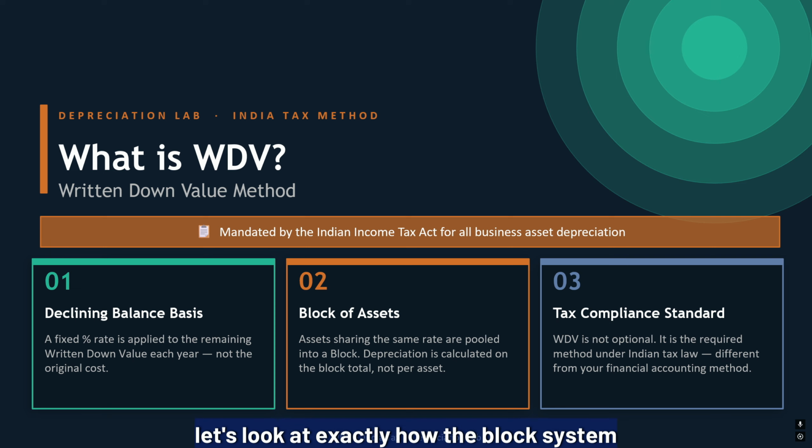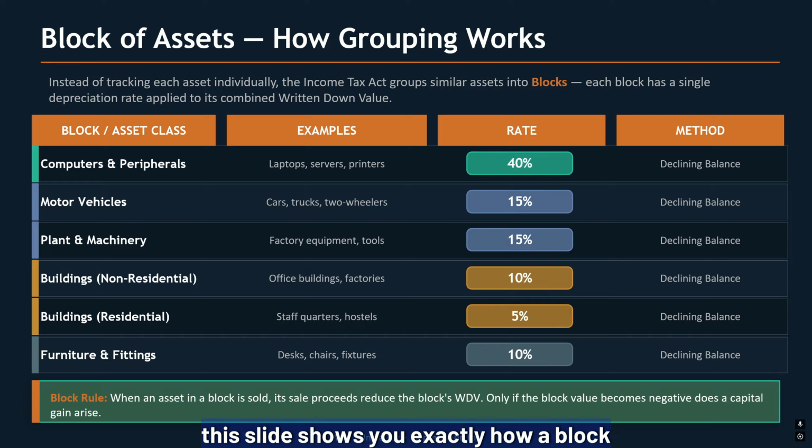Now let's look at exactly how the block system works and see the actual depreciation rates for each major asset class. This slide shows you how the block system works in practice and what depreciation rate applies to each major asset category. Let's start at the top. Computers and peripherals, laptops, servers, printers carry the highest rate at 40%. This makes sense. Technology depreciates quickly in real life and the tax law reflects that. If a block of computers has a written down value of, say, 10 lakh rupees at the start of the financial year, the depreciation for that year is 4 lakh rupees.